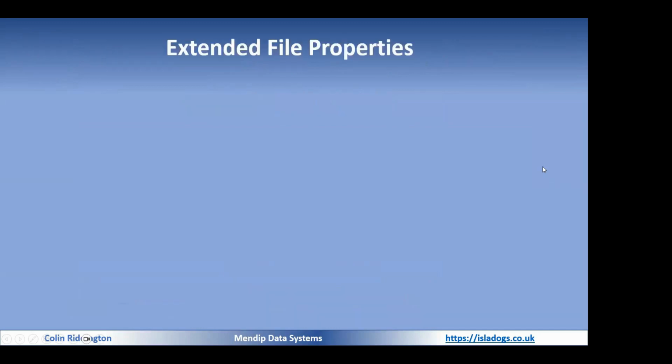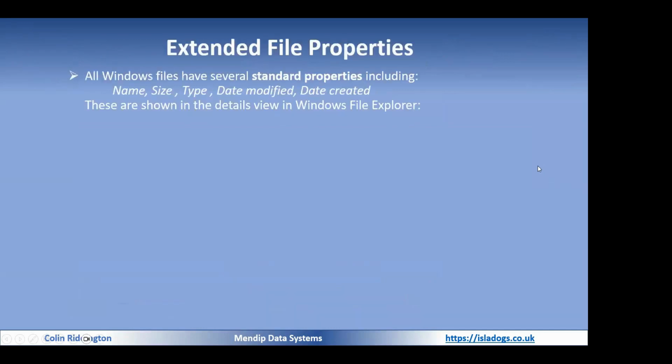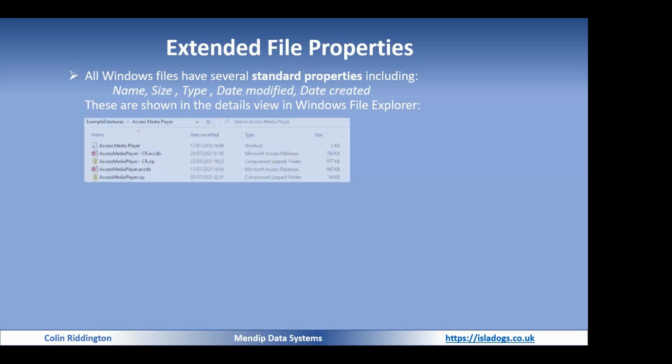So, Extended File Properties, let me first of all explain what that means. As you're well aware, if you look in File Explorer, you will see that all Windows files have several standard properties: their name, their size, their type, data type, and also date modified, date created, etc. And these are shown in the details view in Windows File Explorer. They are not the only properties that there are, though.